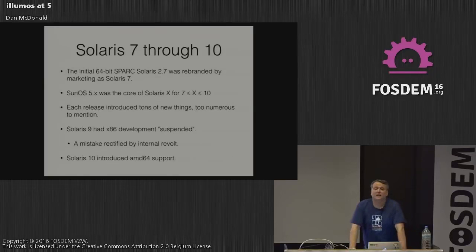Sorry, I'm skipping a bullet here. Solaris 9 had x86 development suspended, and this caused a revolt among customers and among internal people. So yeah, we basically pushed it over the edge and brought it back for one of the Solaris 9 updates. And Solaris 10 introduced 64-bit AMD support.